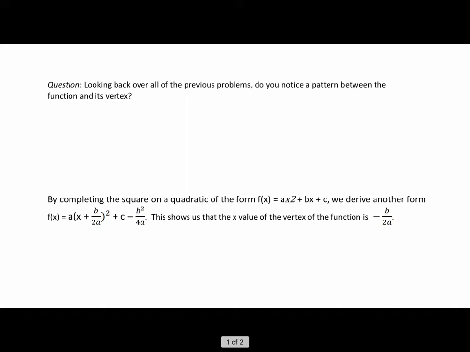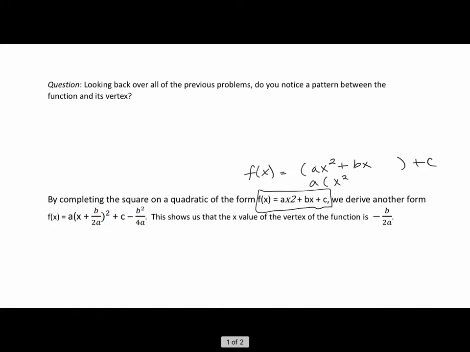It's not as easy to see, but if you look at the general equation, f of x equals ax squared plus bx plus c, and you complete the square, so you move the c over, right? You just isolate the x terms and you move the c over, and you complete the square. The first thing you have to do is factor out the a.